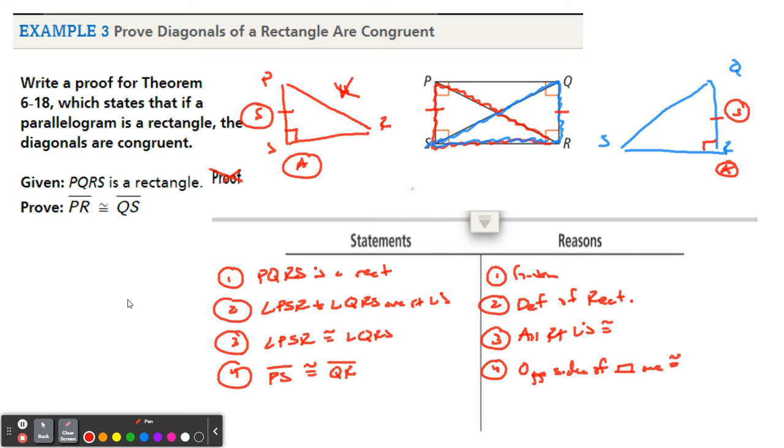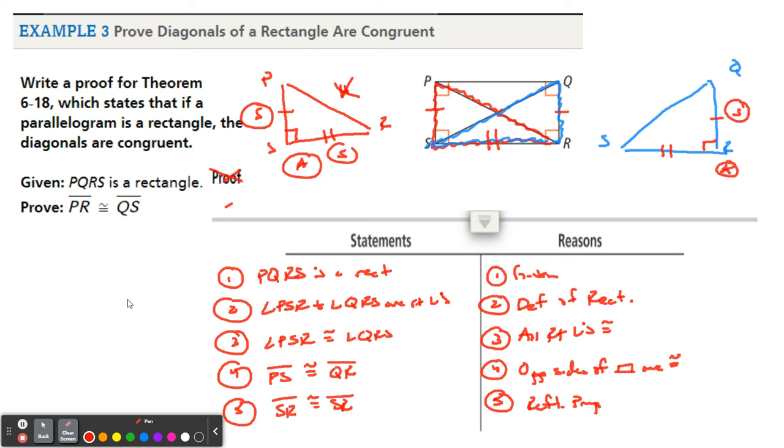Well, because these 2 triangles overlap, they both share SR. SR is congruent to itself. That's the reflexive property. So segment SR is congruent to segment SR. That is by the reflexive property. And I'm going to finish my proof off to the left here.